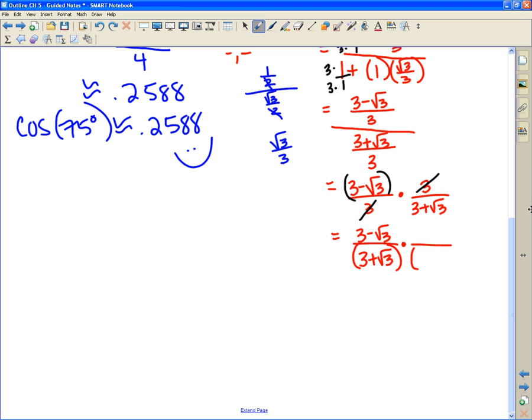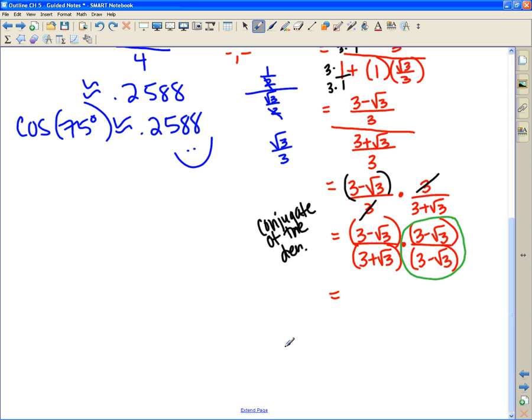So we're going to multiply this by 3 minus root 3. And we have to do that on the top because we have to make this expression, its value has to be 1. So I'm going to put a little note here, conjugate of the denominator. That's how we achieve this simplification process. Oh, look at all this fun we get to have. We need to multiply two binomials.